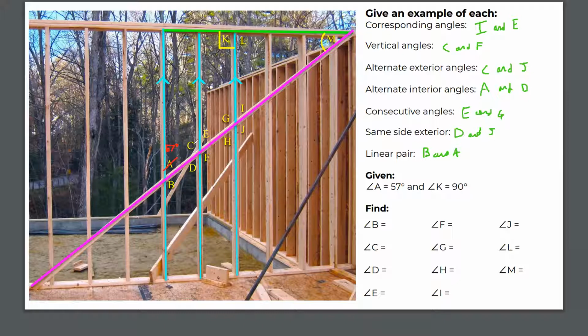Okay, what's C? Well, let's use what we know. 57 and B, that's a linear pair. So they're going to add up to be a straight line or 180 degrees. So B is 180 minus 57, and that's going to be what? Well, 180 minus 57 is 180 minus 50, that's 130. 130 minus 7, that's 123. Right? Now notice I'm giving you an angle measure.